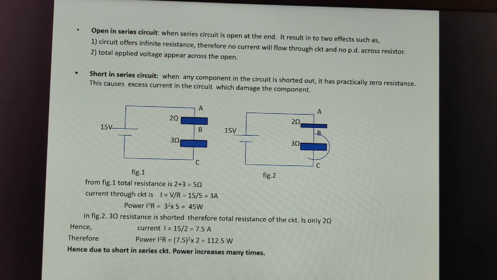Then next we see open in series circuit. When circuit is open at the output terminal, then what happens? When series circuit is open at the end, it results into two effects. First effect is circuit offers infinite resistance, therefore no current will flow through circuit and no potential drop across resistor. Second effect is total applied voltage appears across the open.